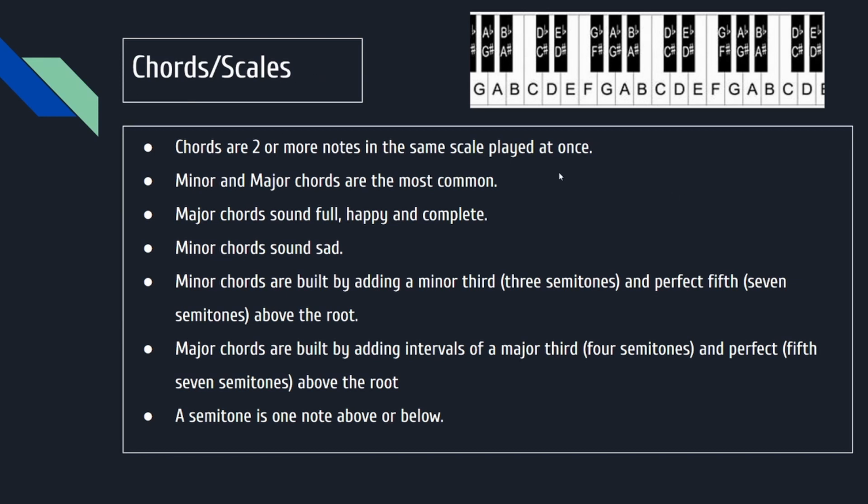And so chords and scales. A chord is two or more notes. Minor and major chords are the most common. There's also diminished and augmented, but those are not very common, so I did not include them. Major chords are happy, they are complete, whereas minor chords are sad. Major chords are built by adding 3 semitones above the root note, which is the bass note, and 7 semitones above that as well. Whereas minor chords are built by the same thing, except it's 4 semitones the first time instead of 3. The semitone is just one note, like from A to A sharp or A sharp to B.